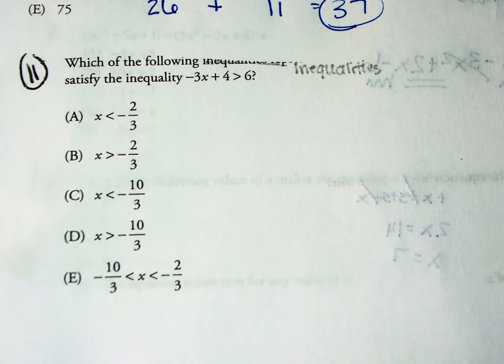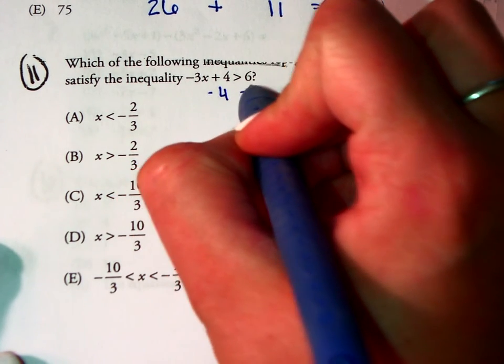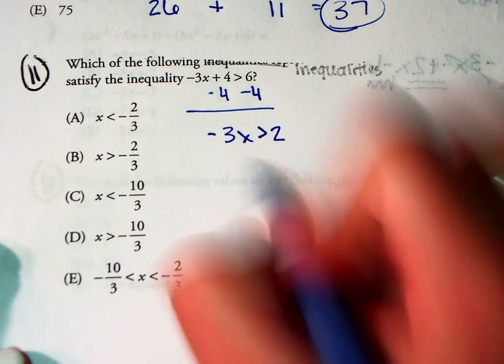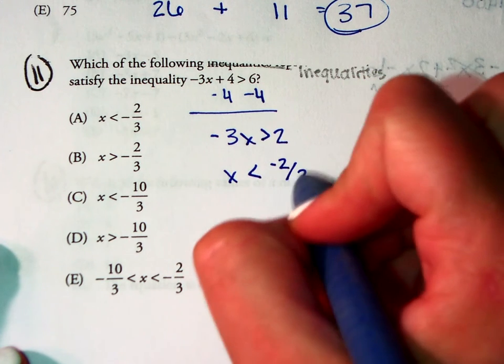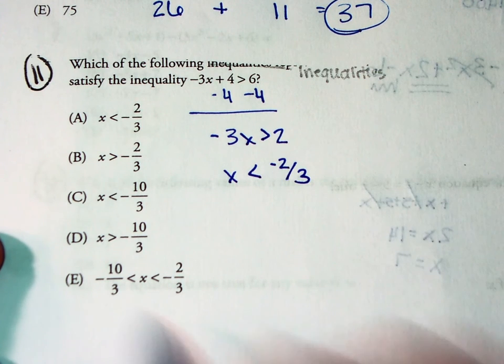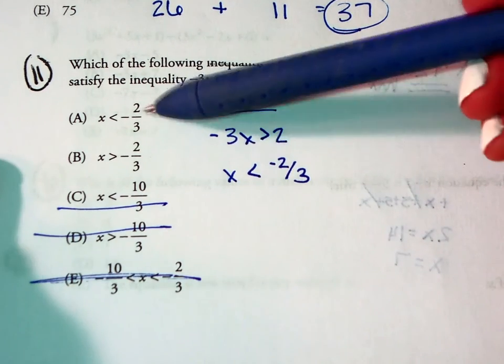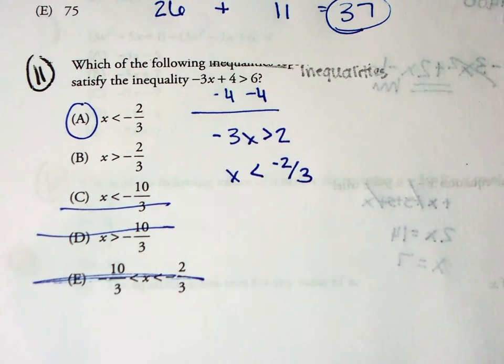Okay, number 11. Which of the following inequalities satisfies the inequality? Negative 3x plus 4 is greater than 6. I'm going to subtract 4 from both sides, getting me negative 3x is greater than 2. I'm going to divide by a negative, so I'm going to flip my inequality, and I get negative 2/3. So if I'm looking here, it's definitely not this one. And then the difference between these two is whether or not you flipped your inequality, and we remembered, so the correct answer is A.